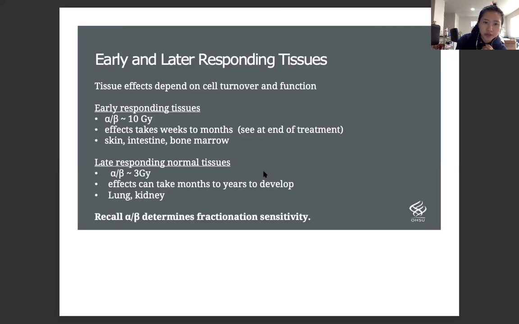Late responding normal tissue has an alpha over beta of about 3 gray. It has effects that can take months to a year to develop, so it takes a longer time. It's not days to months anymore. It mostly affects lung and kidney. And recall that alpha over beta is fractionation sensitivity. That was one of the test questions that I got in a previous exam.